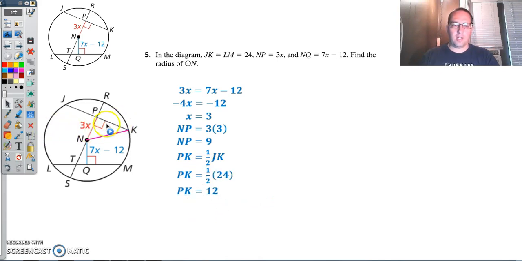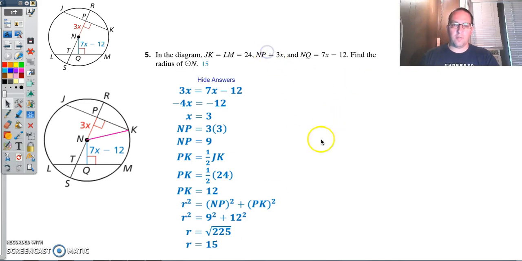So now we have two sides of this right triangle. We can find that third side, in this case it's the hypotenuse. So by the Pythagorean theorem, our radius squared equals NP squared plus PK squared. So 9 squared plus 12 squared, we just substitute those in. Work that out. R is the square root of 225, which is 15. And there's our answer. We have a radius of 15 units. All right, so, not too bad.